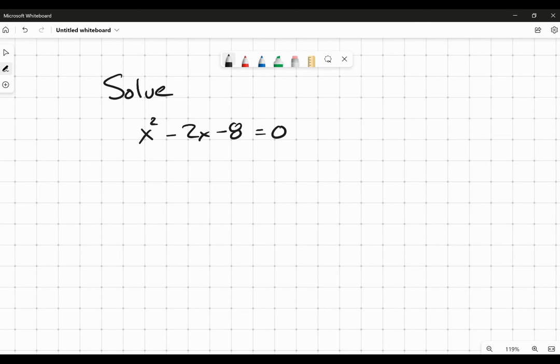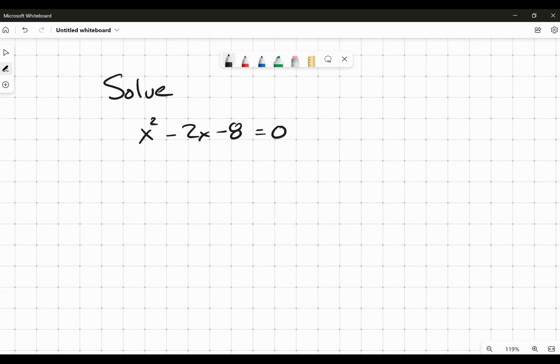Hi, everybody. In this video, we're going to take a look at an example of solving a polynomial equation. We've got x squared minus 2x minus 8 is equal to 0. It's important that you're seeing that it's equal to 0.